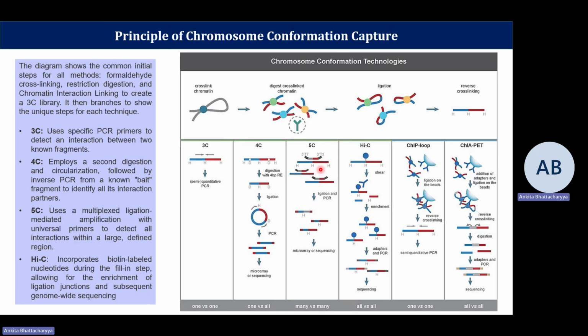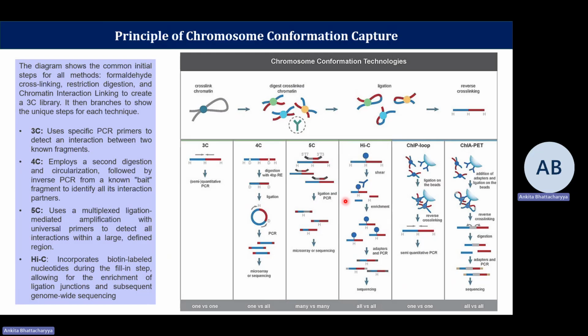In 5C, you use a multiplexed ligation mediated amplification strategy with universal primers. If you look here, these are your 5' T7 and 3' T3 associated primers, which are able to bind. Ligation and PCR proceeds, and then you proceed with microarray or sequencing protocols.